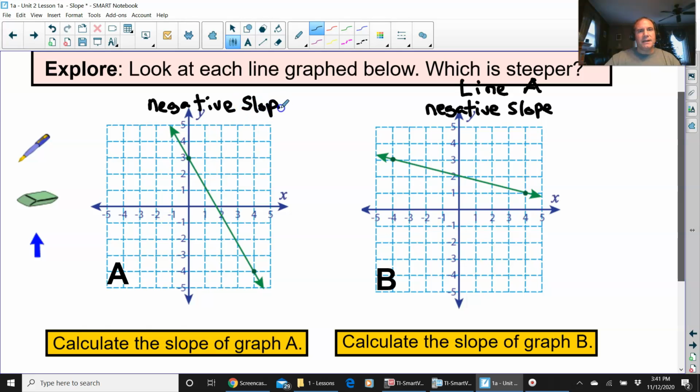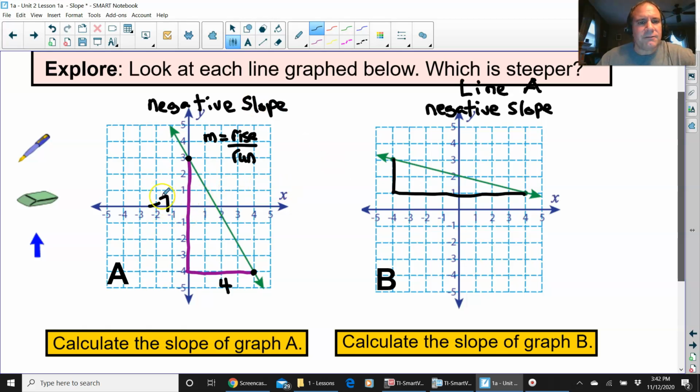But negative slope really has nothing to do with the steepness of the line. The steeper line is A. So that means the slope for A should be further away from 0 than B. Go ahead, see if you could try to find the slope for each of these lines, and then we'll discuss it when we come back. Press pause now.